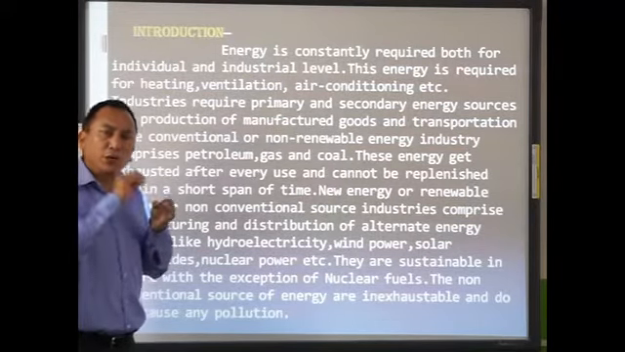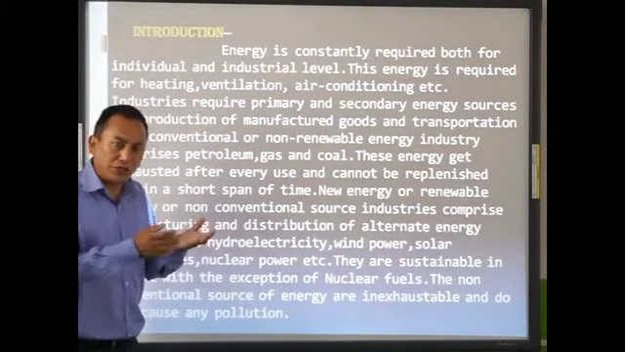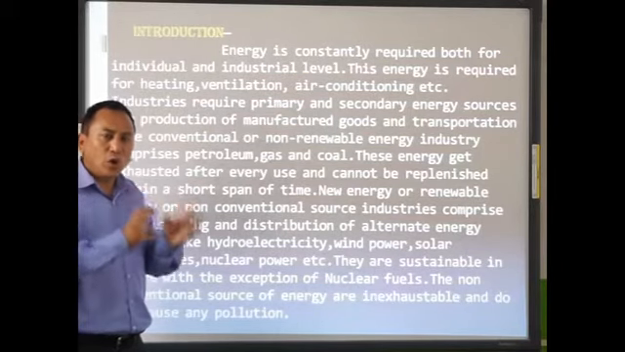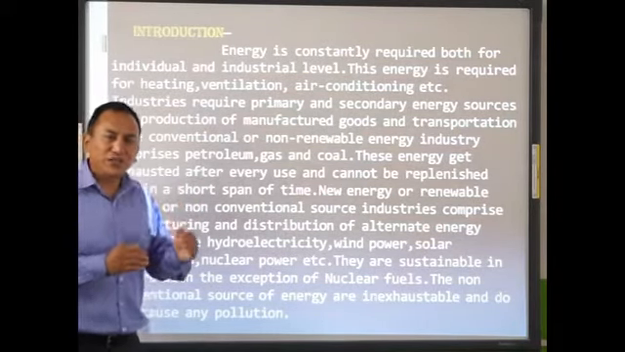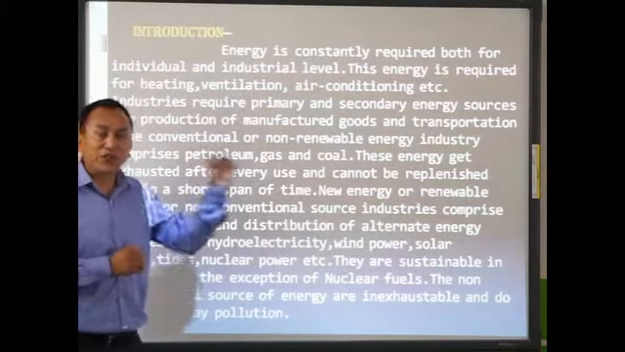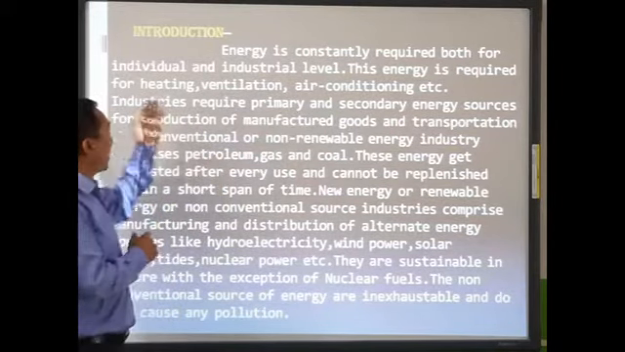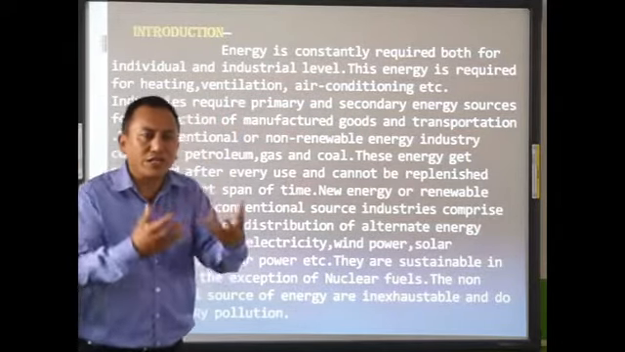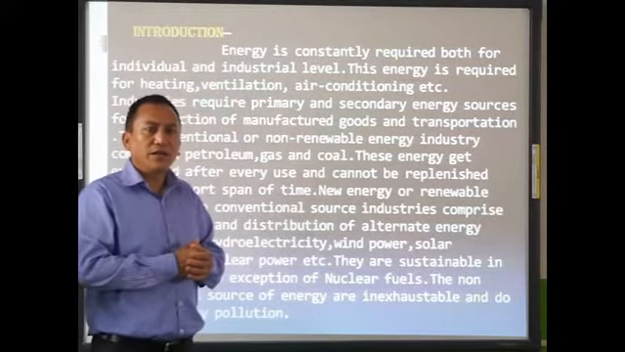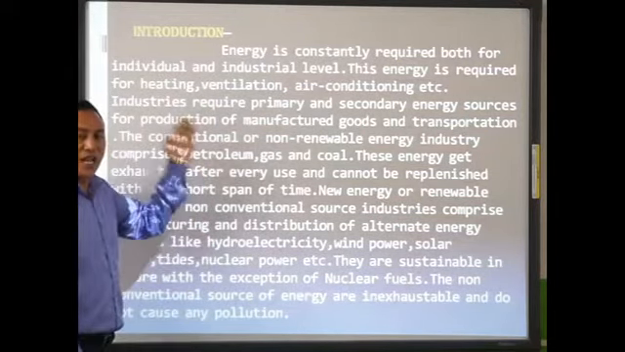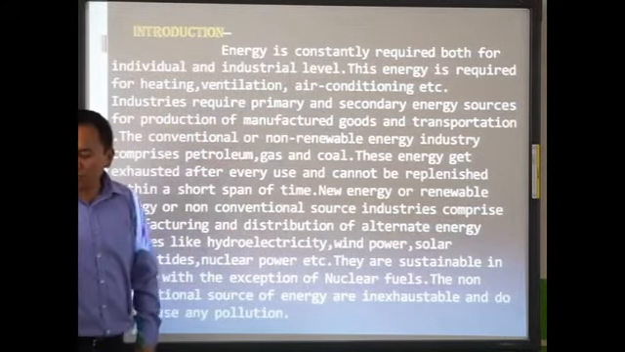And also, non-conventional source of energy like renewable energy like water, solar, wind, tides. These all generate electricity, and these electricities are used for our day-to-day activities. It's used in the industries. It's used for manufacturing, for air conditioning, for heating, for ventilation, for generating power. So it's used for so many aspects. So you can see here we have conventional source of energy and non-conventional source of energy.